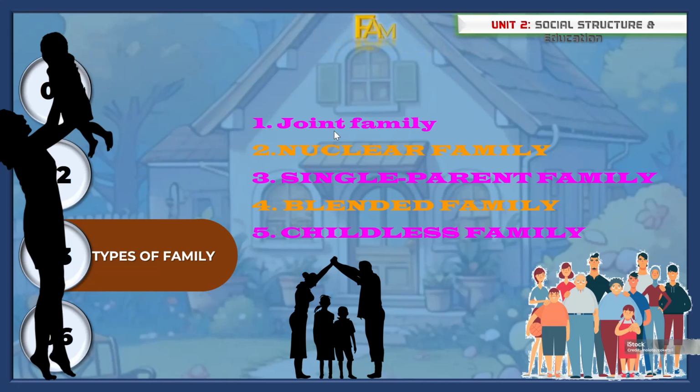Then the third one is single parent family. A single parent raises children after separation, divorce, or the death of a spouse. It highlights resilience but may face financial or emotional challenges. The fourth one is blended family. Formed through remarriage, blending step parents and step siblings. It fosters new relationships but requires adjustments and cooperation. Fifth one is childless family. Couples without children, either by choice or circumstances, focus on companionship and individual growth instead of parenting. So, this is all about a brief explanation of family types.